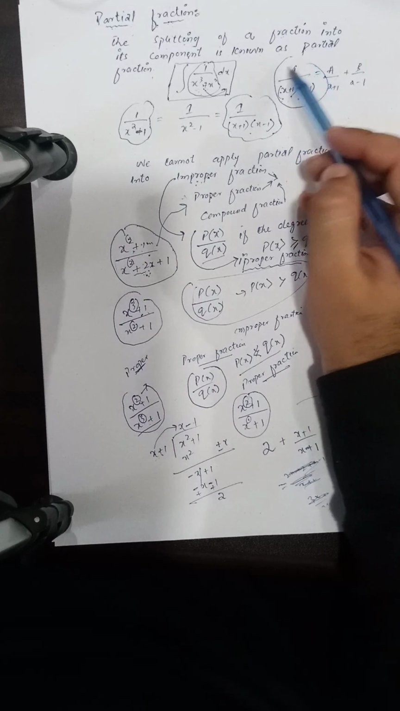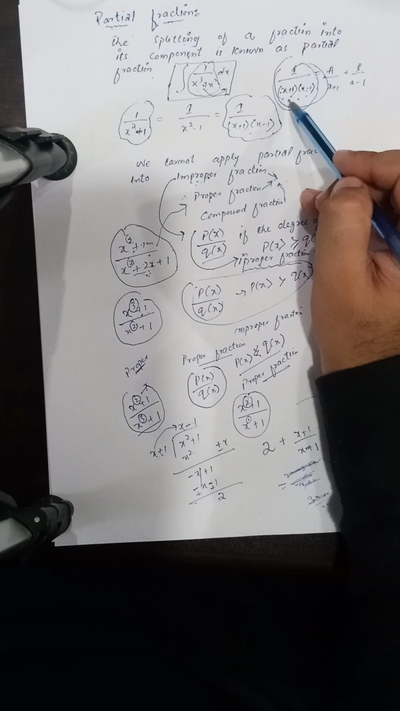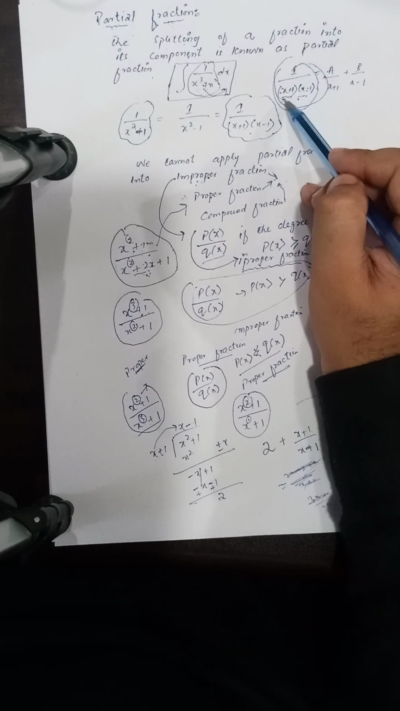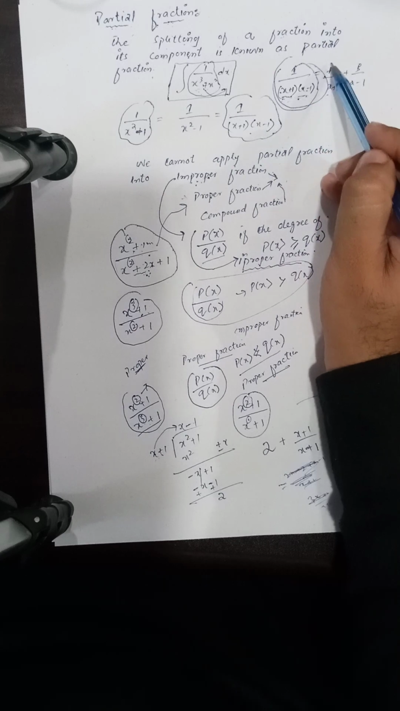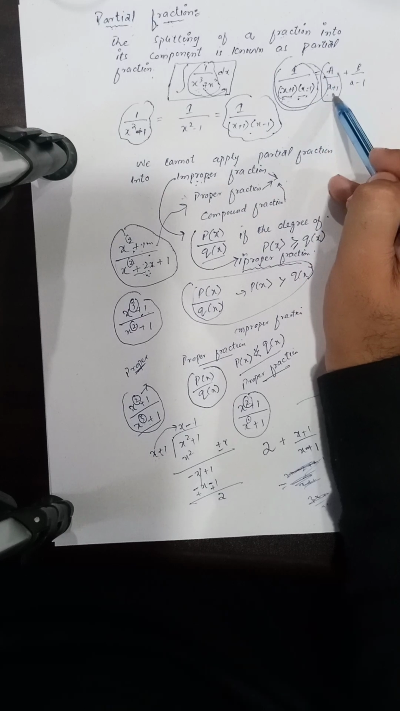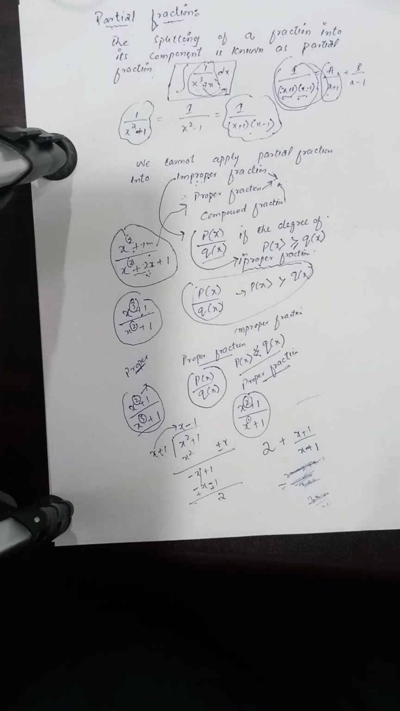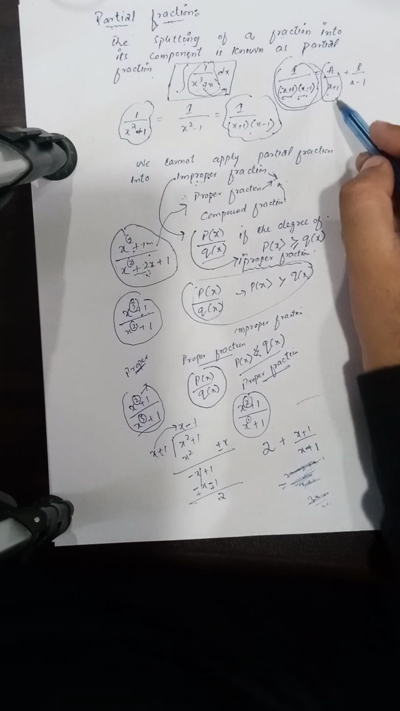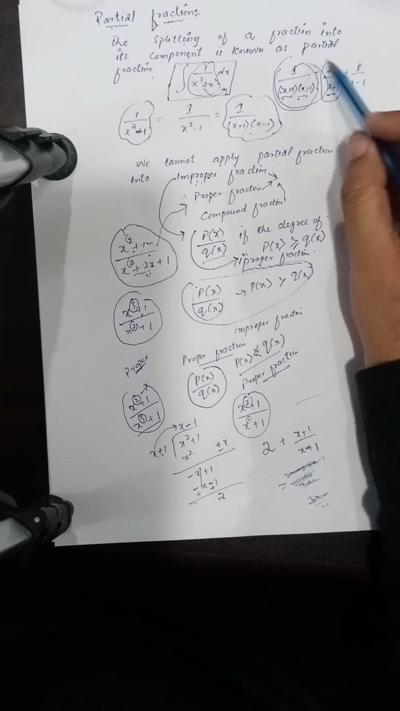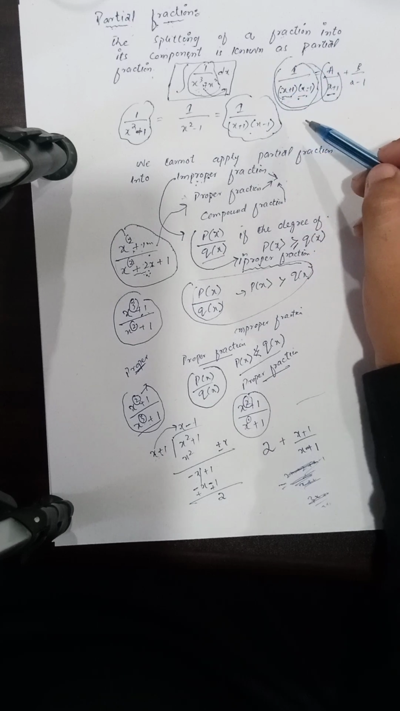If a fraction is proper and its denominator consists of linear non-repeated factors, then its partial fraction will be a divided by x plus 1 plus b divided by x minus 1. This is the first step in finding the partial fraction of a function.